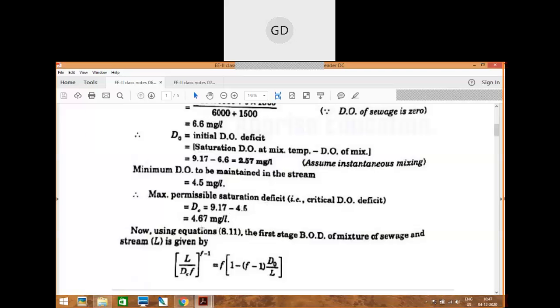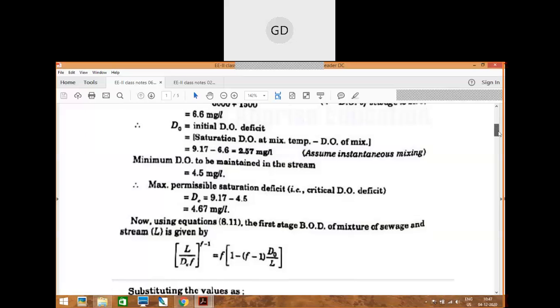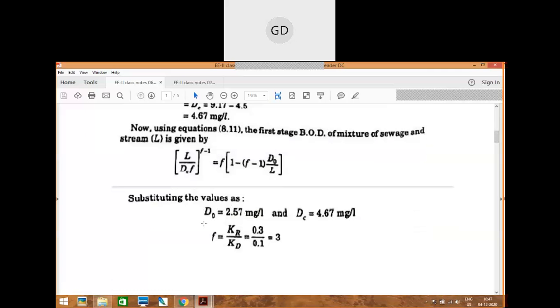Now after getting all these values, you have to put them in the equation that I just told you to remember, the deoxygenation and reoxygenation, first stage BOD mixture of sewage and stream equation. You can see this equation. Before that, what is F? F is the ratio between your reoxygenation and deoxygenation constants. It is F equal to KR by KD.